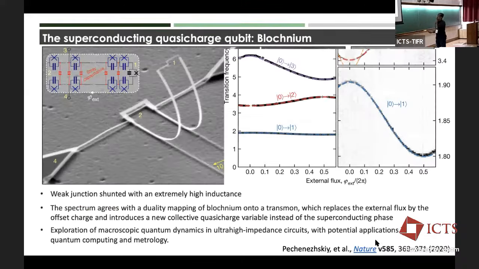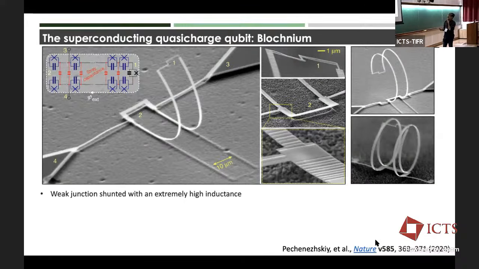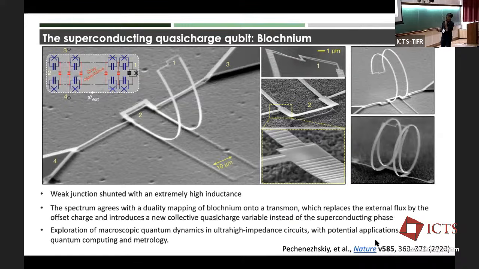Yeah, because this is not charge, this is quasi-charge. It's an effective new variable which they use to express this equation. In this case, is the quasi-charge a periodic variable? I think, yeah, I think it is. Yeah, it is.